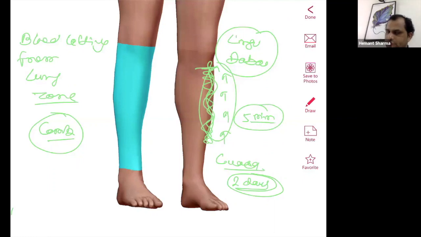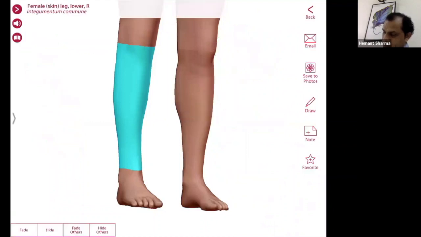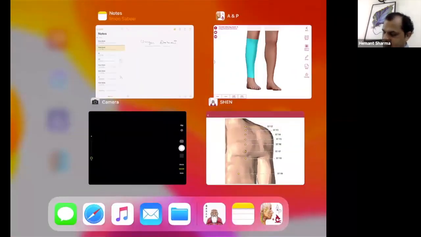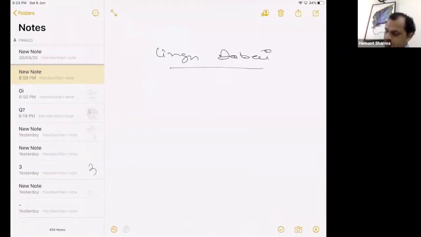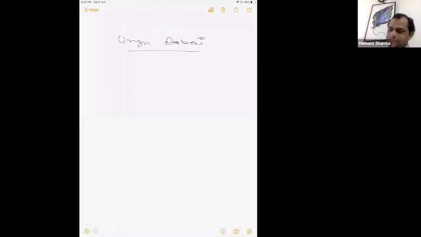So we have to put just 2 points only, lingu dava, but take out the blood from the lung area, the lung zone. This becomes a very effective treatment for pain happening in the four extremities. Yesterday we already discussed that the lingu dava combination is very effective for high blood pressure. So we can use both points for a patient suffering with high BP. This is also very good for high BP. Pain in four extremities.